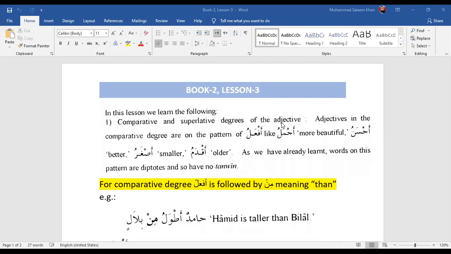All right, so that is English. In Arabic, let's see how we make comparison. How do we use comparative and superlative? For comparative, the word that we use comes on the pattern of af'alu. Af'alu. Do you remember anything about af'alu? We have learned it before.